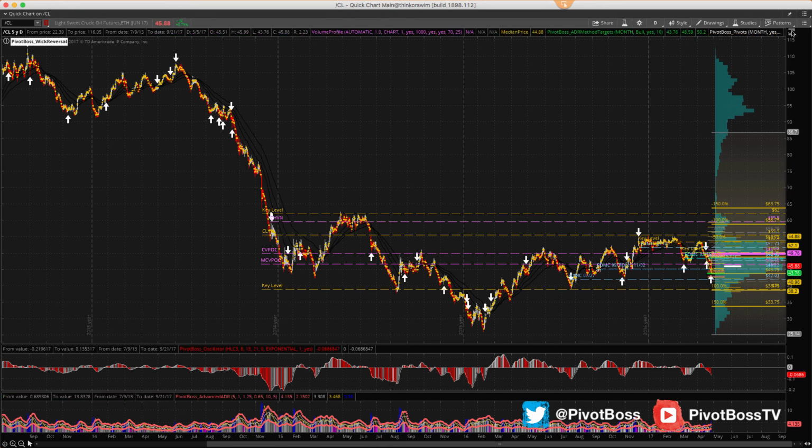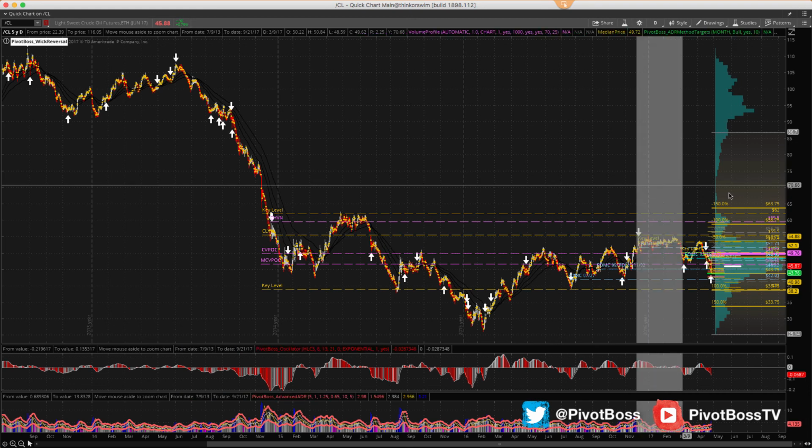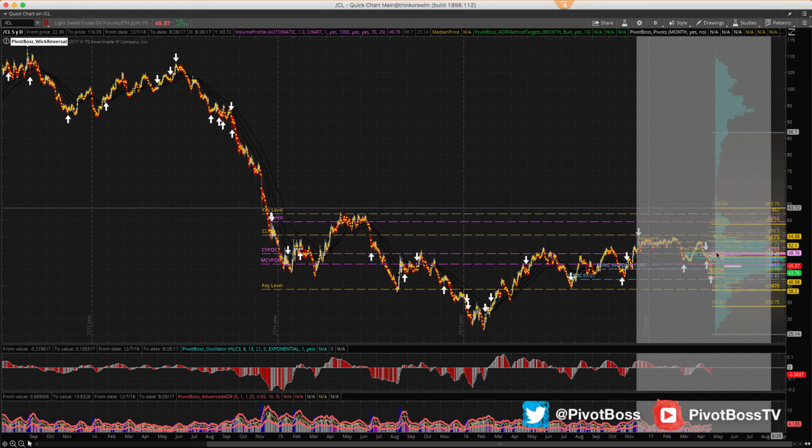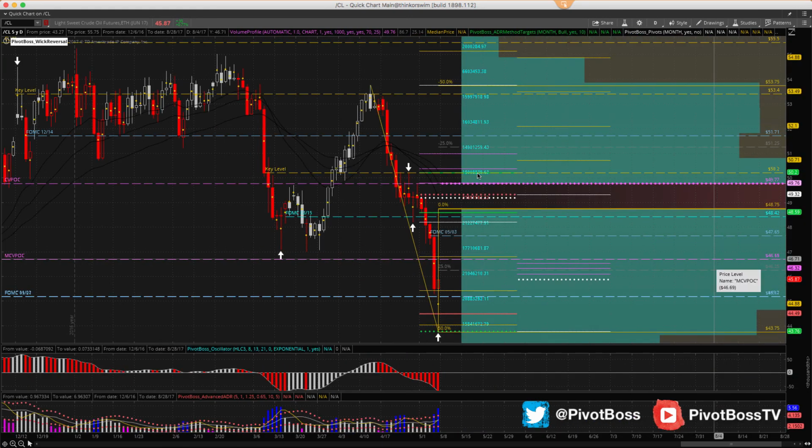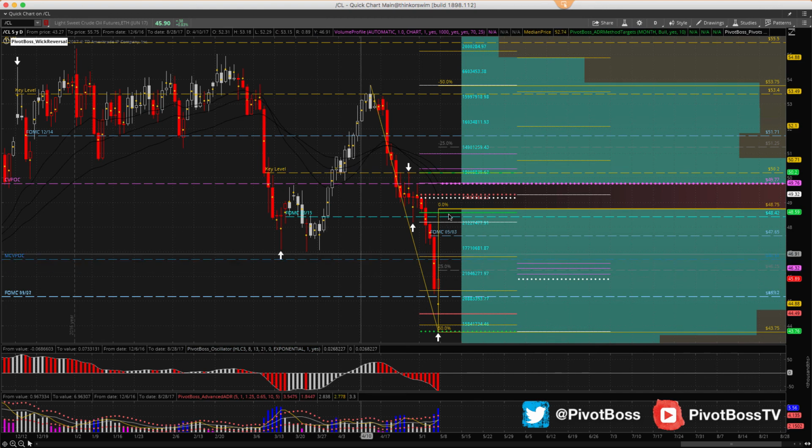We could be looking at 48.75 very quickly, followed by a move perhaps even into 50.20, which would be the 100% expansion target, 100% ADR target on a monthly basis using our PivotBoss tools. So good stuff here. I really like it. And again, this is a swing opportunity that could be incredible.